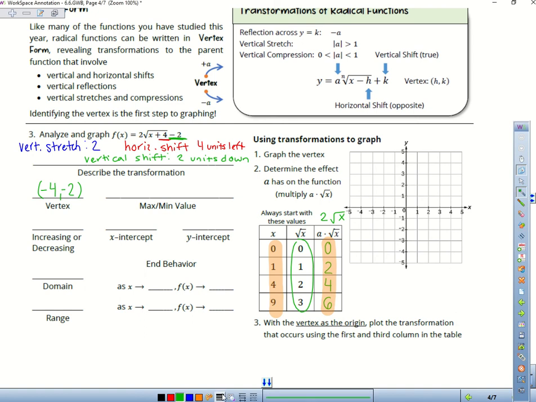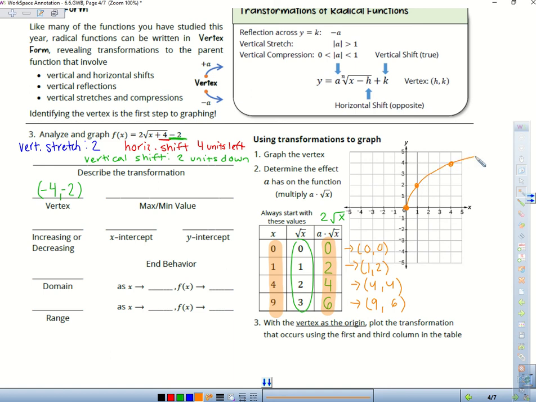Now, everything I highlighted in the orange, these represent ordered pairs, like (0, 0), (1, 2), and so on. So we're going to go ahead and graph these points. Go ahead and graph (0, 0), (1, 2), (4, 4), and then I can't go any further.